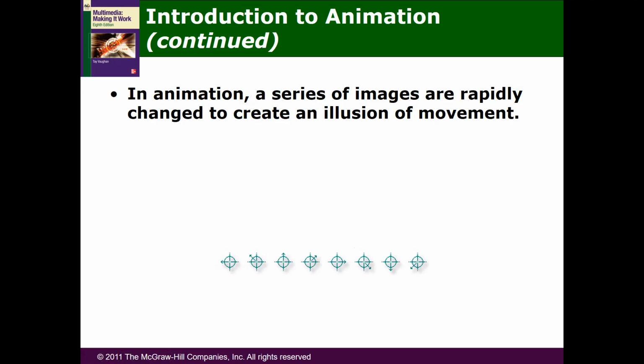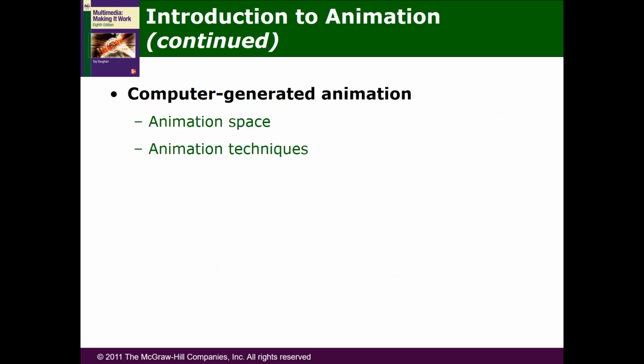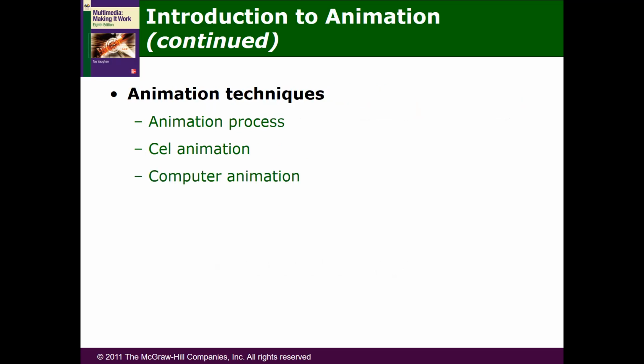So it is an illusion of movement. It's not an actual movement. It's just the use of computing technologies or computer software to show an illusion of movement. Computer generated animation, animation space, and animation techniques. So to actually have computer generated animations, we have something called animation space and animation techniques. With the culmination of these two elements, we are able to create an animation. Now, what are these? We'll be looking at them in the next few slides.